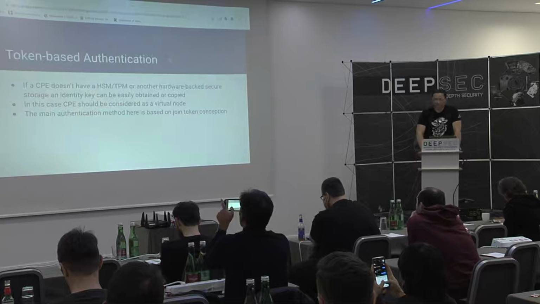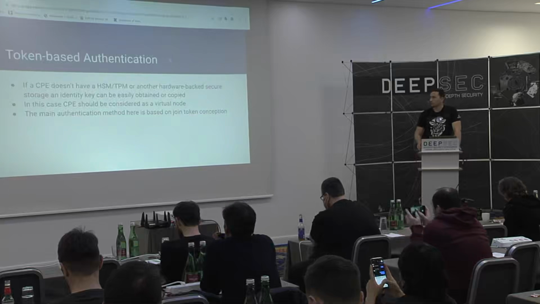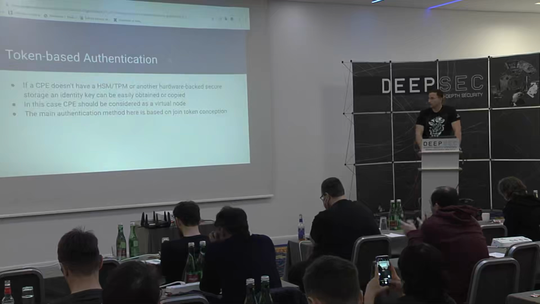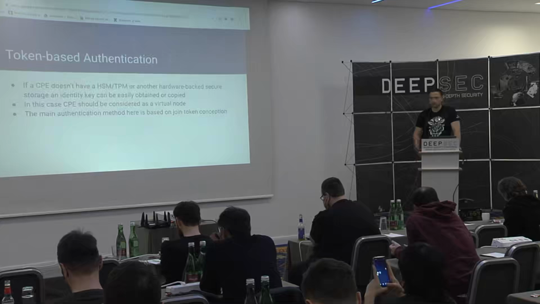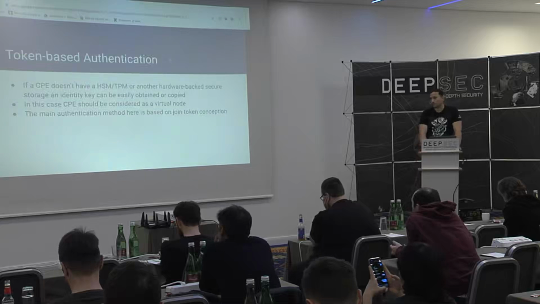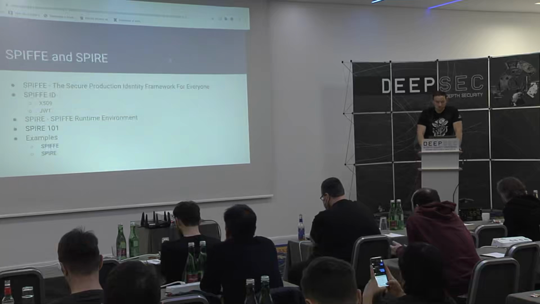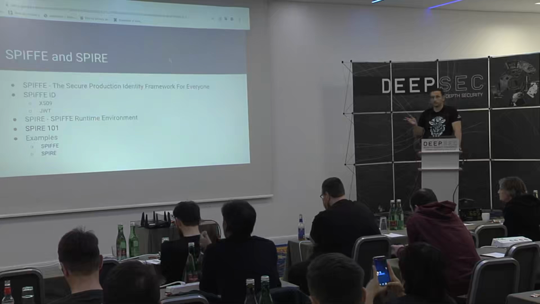Because if a CPE or a router doesn't have an HSM or TPM or another hardware-backed secure storage, all cryptographic credentials can be easily obtained or copied if an attacker gains access to the device. And in this case, developers have to use a token-based approach. And the idea is to use the SPIFFE and SPIRE frameworks.